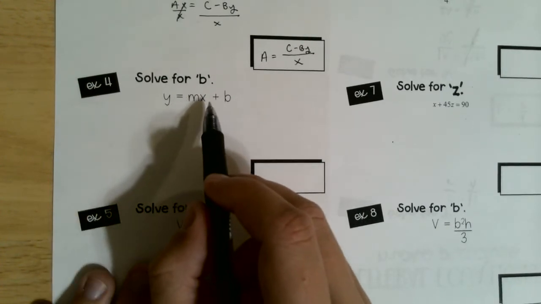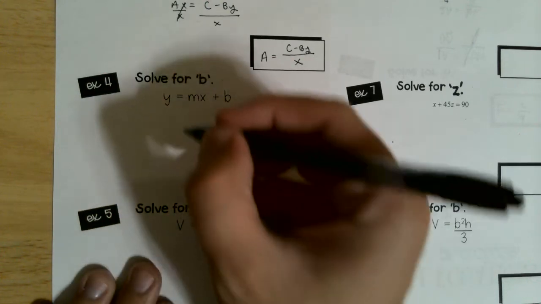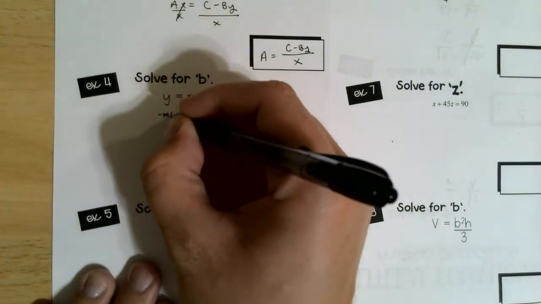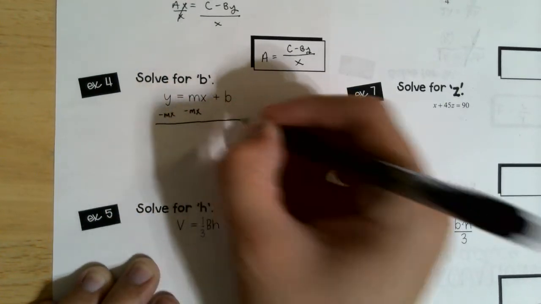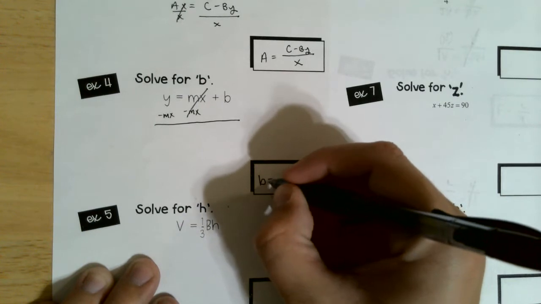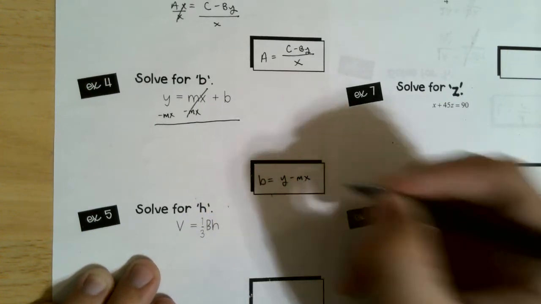So mx is technically being added to the b because it's a positive mx. So to undo positive mx, we're going to subtract mx instead. So then when we do that, they cancel out over here, and we'll get b is equal to y minus mx.